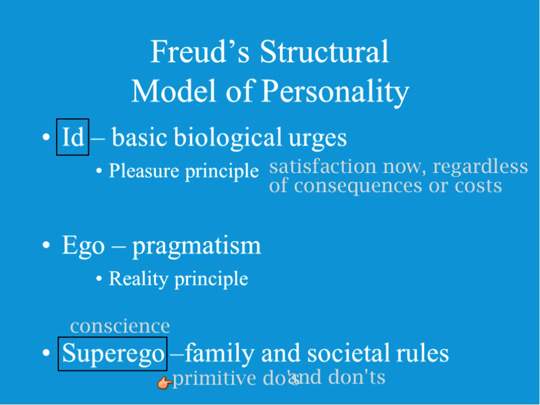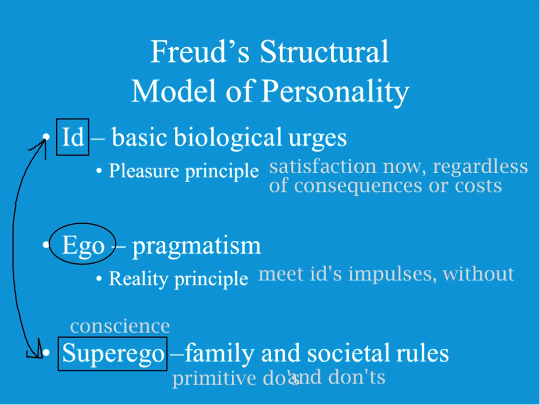The id, like, hit him, hit him, hit him, right? So you can imagine, if we look at id and superego, there's going to be a lot of tension there, isn't there? They're not going to get along really well. This is really screaming for a mediator, and that's the role that the ego plays. The ego is trying to pragmatically meet the id's impulses based on the real world and the real world's demands. That's what the reality principle is about. That's what pragmatism is about. Okay? So meet id's impulses without what?